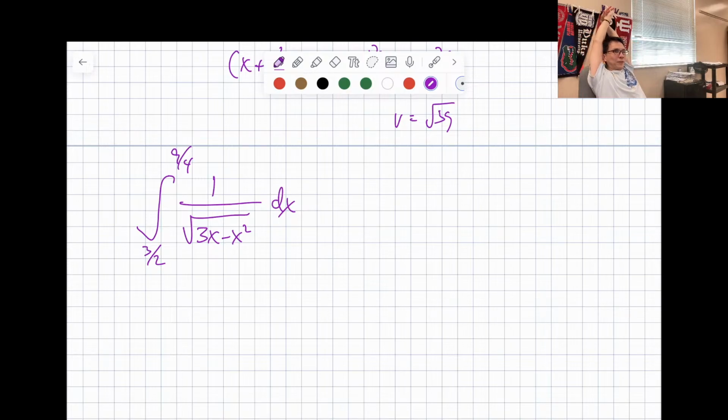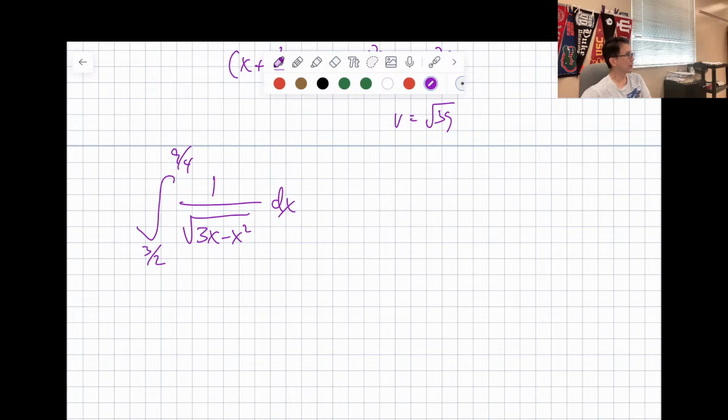What kind of trig function am I doing here? What kind of inverse trig? It's x times 3 minus x. Yes, that's correct. It's not arcsecant, and it's not arctangent. It's arcsine.